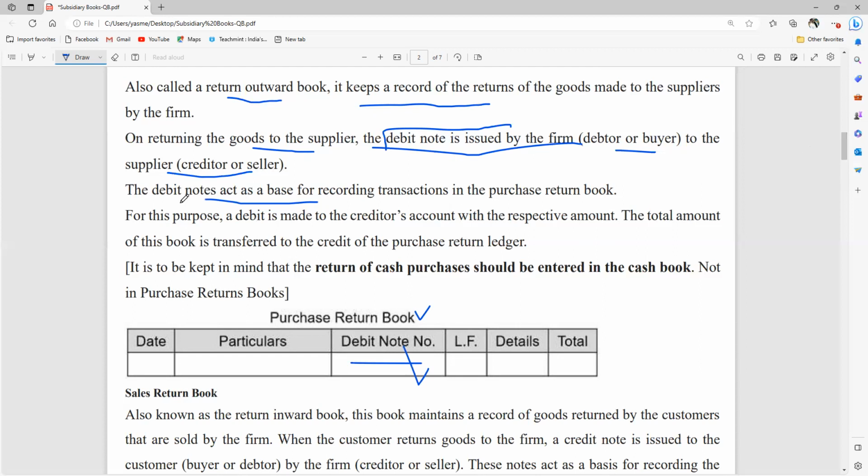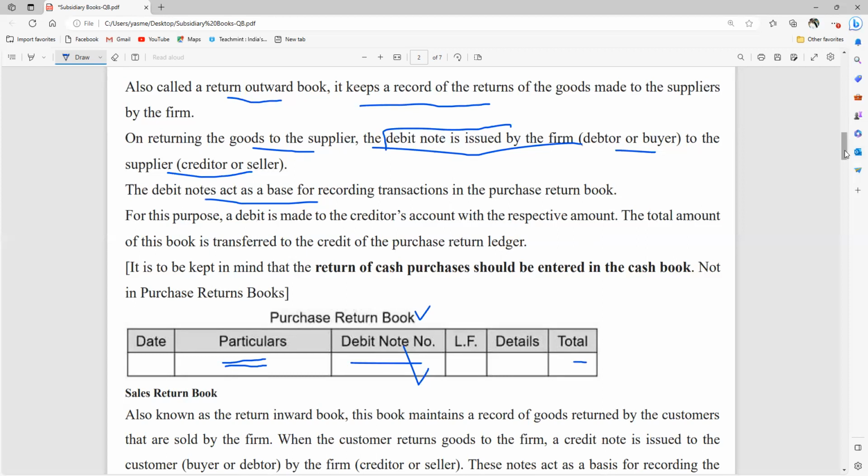First, concentrate on here. The debit note acts as a base for recording the transactions in the purchase return book. For this purpose, a debit is made to the creditor's account with the respective amount. The total amount of this book is transferred to the credit of the purchase return ledger. So here we write the creditor's name. For example, previously I had purchased goods from Nitin worth rupees 10,000. Now I returned goods worth rupees 1,000 to Nitin. I have to write here, to Nitin's account, the amount of 1,000 rupees.